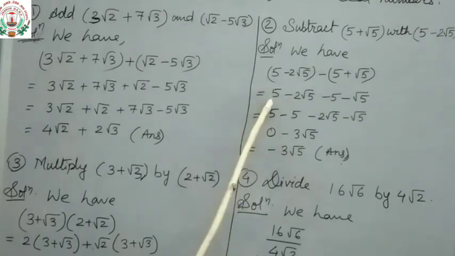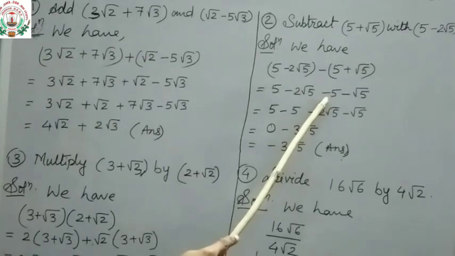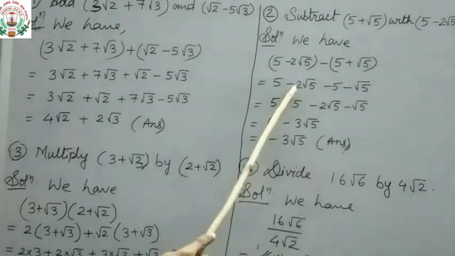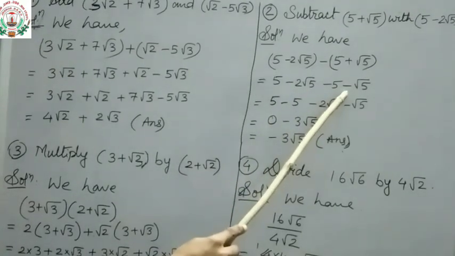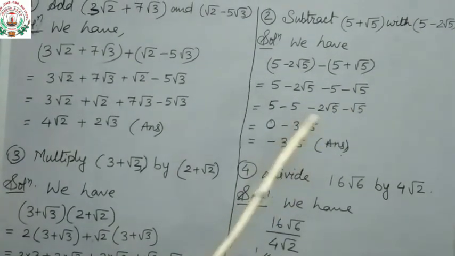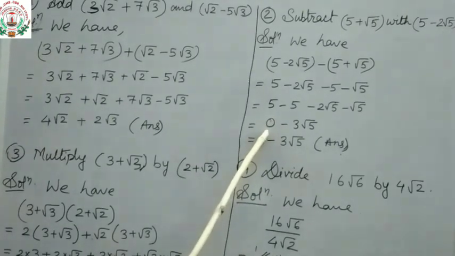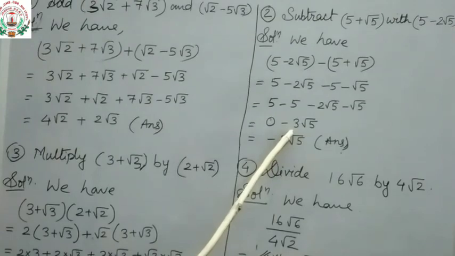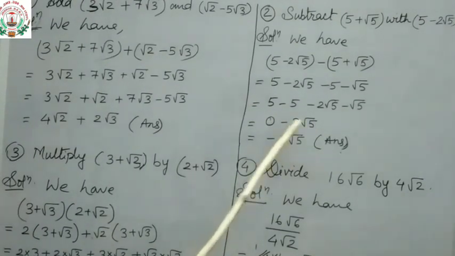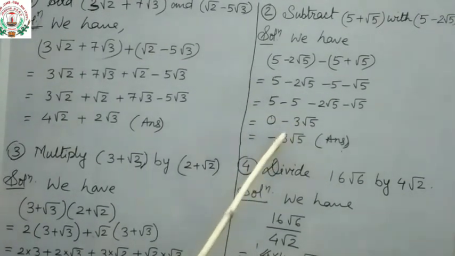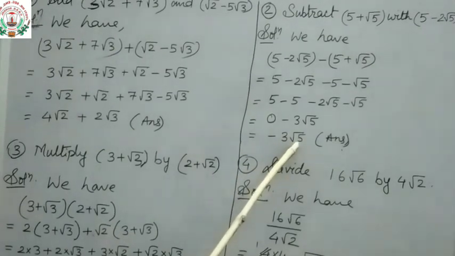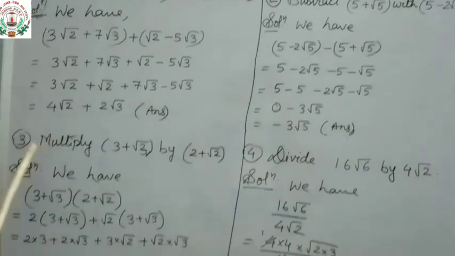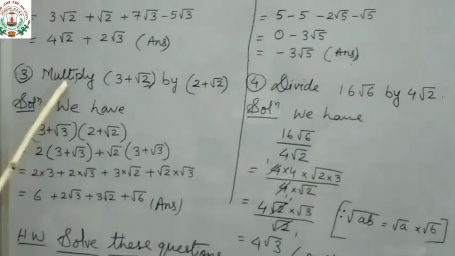Okay. So now again like terms will come close to each other. Now 5, and this is also a whole number part, so this will also come this side. So 5 minus 5 minus this 2 root 5 minus root 5. Okay. Now 5 minus 5 will be 0. So 0 minus, here minus 2 minus 1 will be how much? Minus 3 root 5. So 0 minus 3 root 5 will be minus 3 root 5. So that will be the answer. Understood the subtraction method?